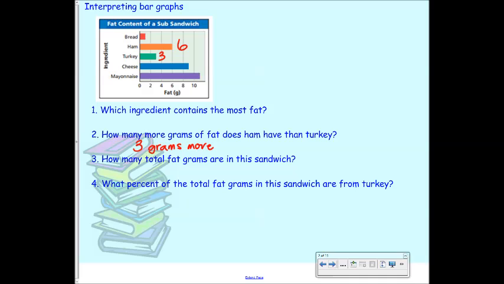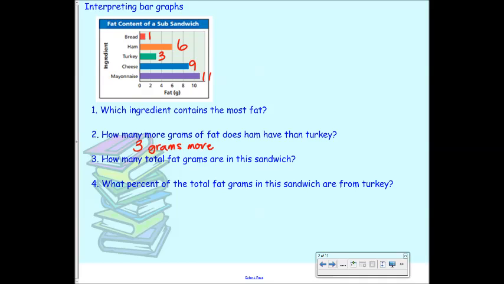Okay, how many total fat grams are in this sandwich? How would you do that? You add everything together, right? So bread has how much fat? 1, because it's between 0 and 2. Cheese has how much fat? 9. And then the mayo, we said we'll call it 11. Again, I'm going to call it a whole number, even if it's not exact, because that makes my life easier, right? So if I want the total fat grams, then what do I do?